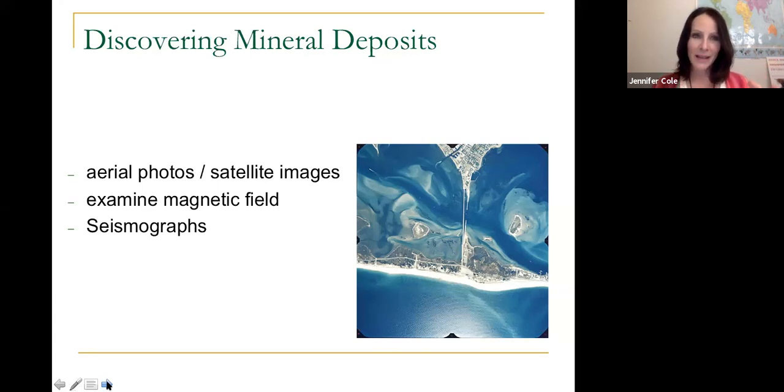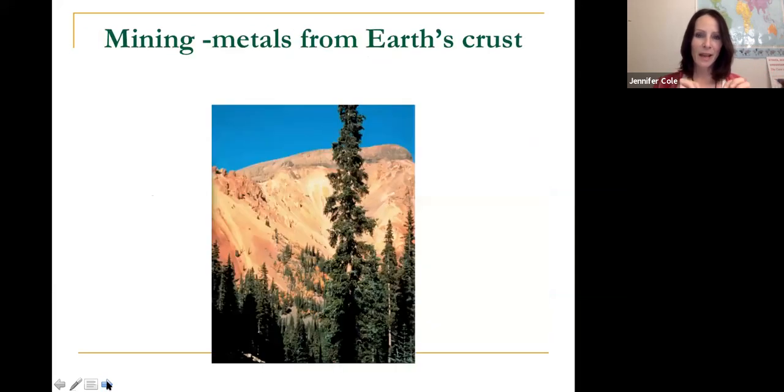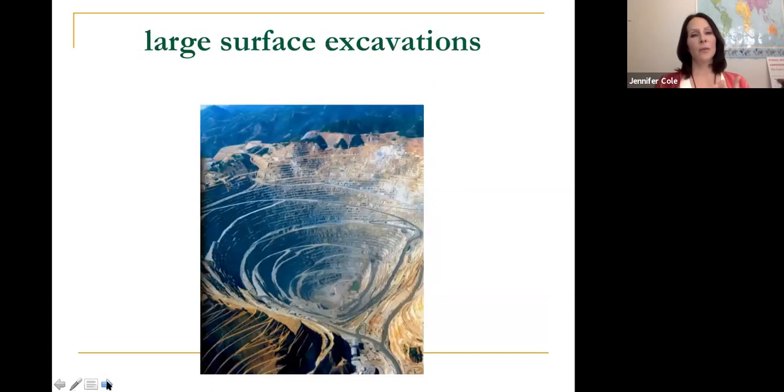Then we go and find it. Once we discover it, we have to go get it: mining. So getting metals, getting energy, getting non-metallics from Earth's crust is the next thing we do. We do this really in three ways. First of all, through large surface excavations.